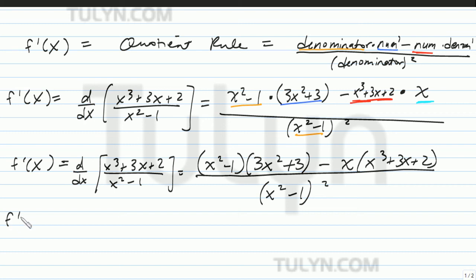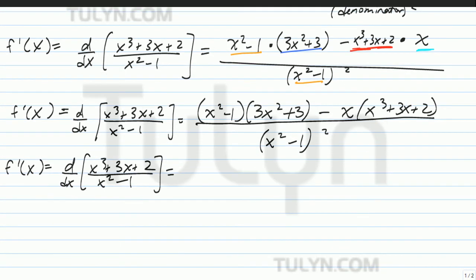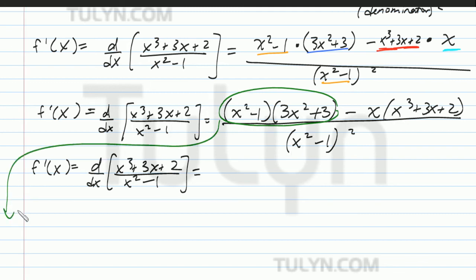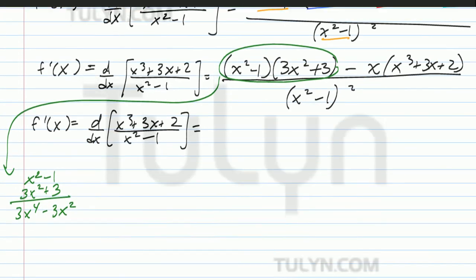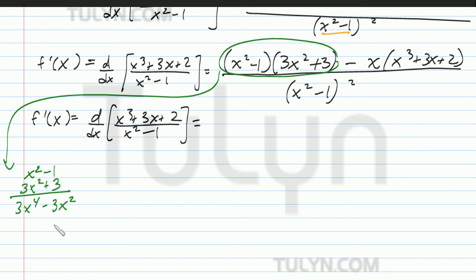So then f prime of x equals the derivative with respect to x of x to the third plus 3x plus 2 divided by x squared minus 1 equals, and I'm going to go ahead and FOIL this over to the side. So I'm just going to circle this and FOIL it right here. It'll be x squared minus 1 times 3x squared plus 3. Go ahead and multiply the top row by 3x squared. So x squared times 3x squared is 3x to the fourth. 3x squared times negative 1 is negative 3x squared. Go ahead and multiply the top row by 3. So x squared times 3 is positive 3x squared. Negative 1 times 3 is negative 3.